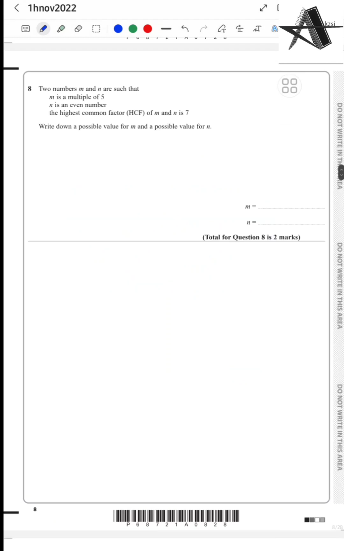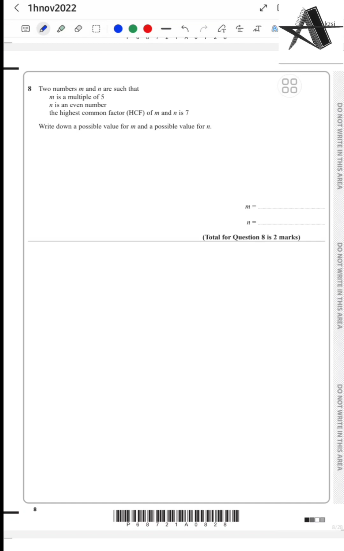It says two numbers M and N are such that M is a multiple of 5, N is an even number, and the highest common factor of M and N is 7. Write down the possible values of M and N. So two numbers M and N. M is a multiple of 5 and N is an even number, and HCF is 7.